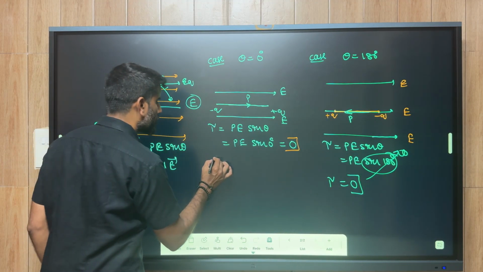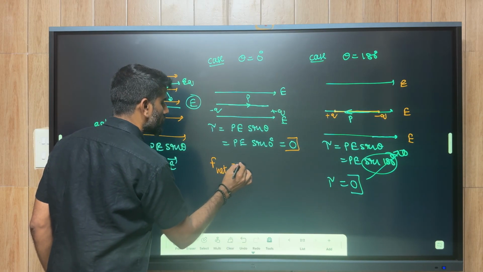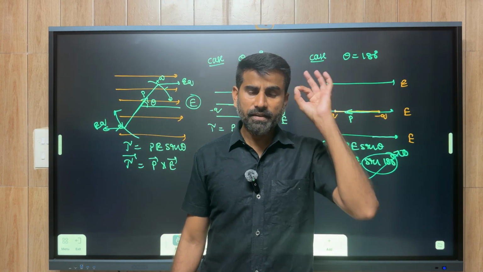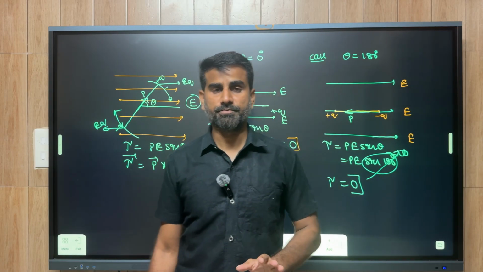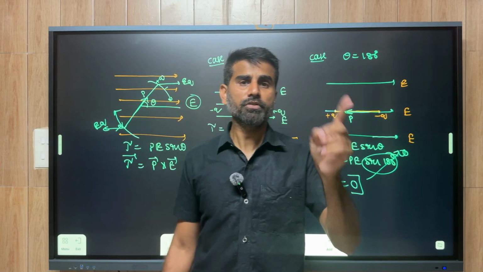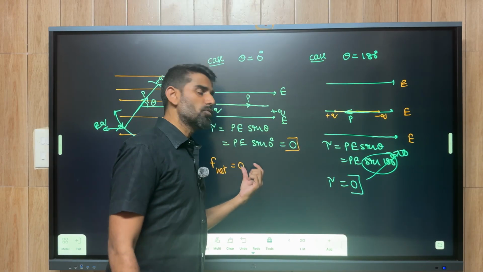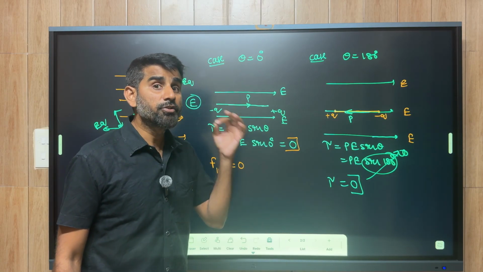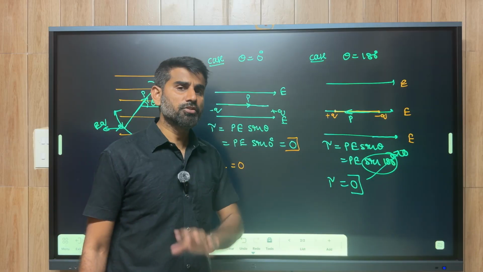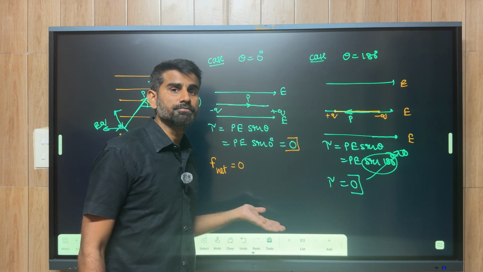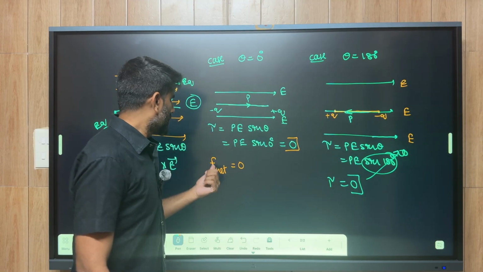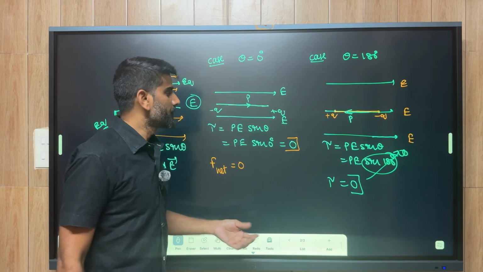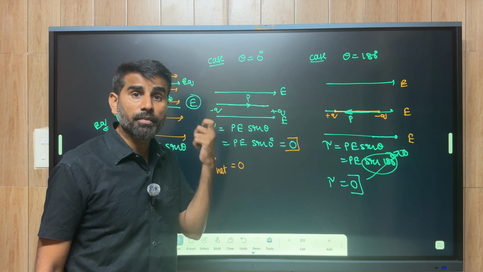In this case, what will be the net force? F net must be equal to 0. Remember this point. Whenever an electric dipole is placed in a uniform electric field, the net force acting on the dipole is always equal to 0. There is no second thought about it. In which field? In uniform field only. For any other kind of field, a non-uniform field, it may or may not be possible. F net equal to 0 is quite possible when the electric dipole is placed in a uniform electric field.